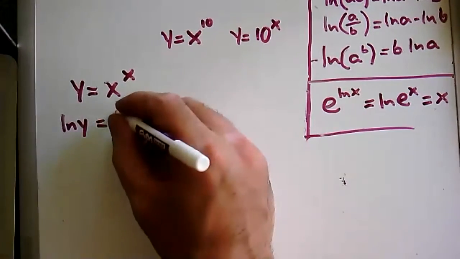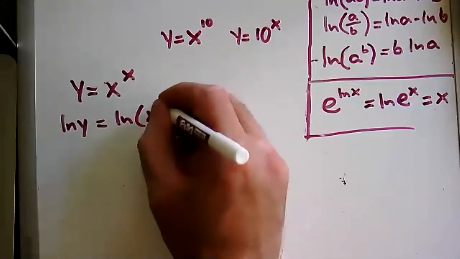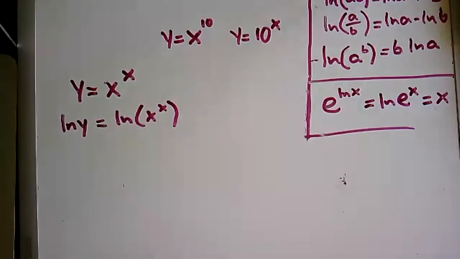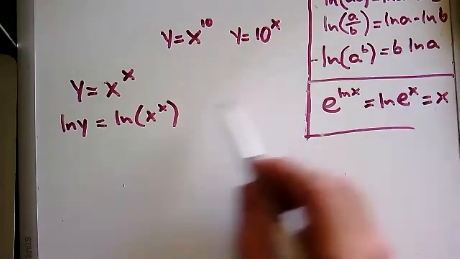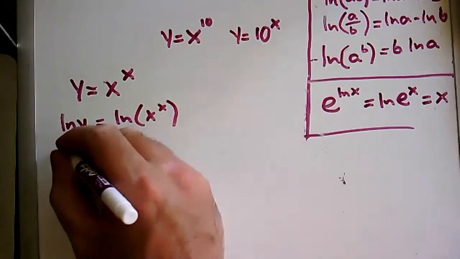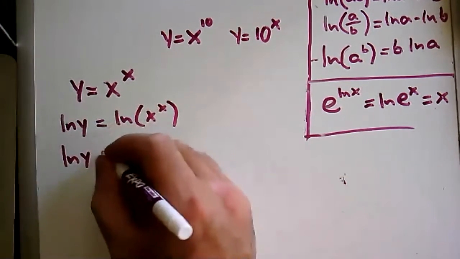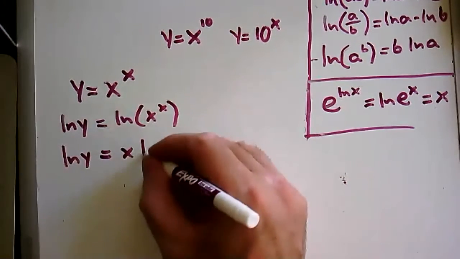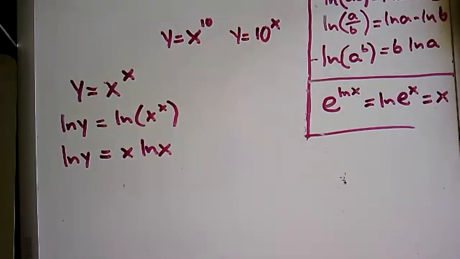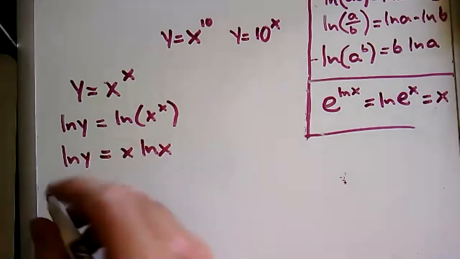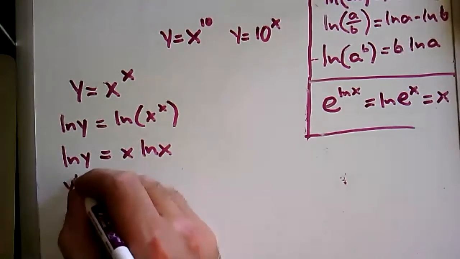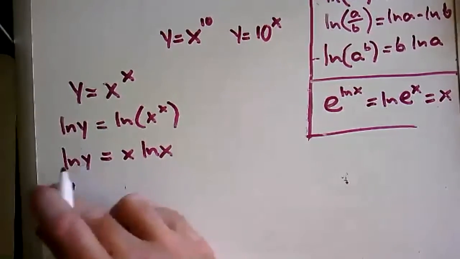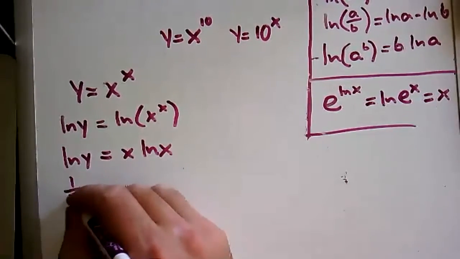So ln y equals ln of x to the x. And now we have properties of logs that say we can take that exponent and just plop it out in front there. So we have natural log y equals x times ln x. And now I can differentiate. So I'll take d/dx of both sides. On the left-hand side, I have 1 over y times y prime.